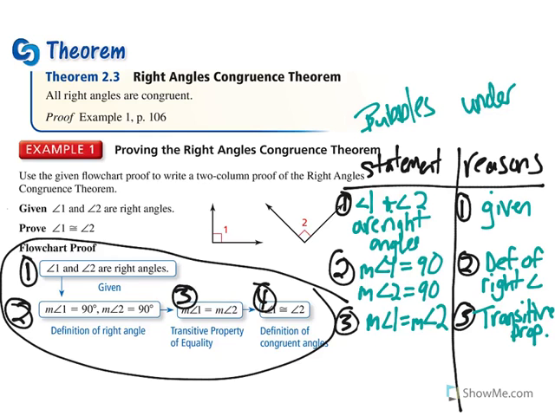And then we would move on to our statement 4, which tells us angle 1 is congruent to angle 2, and then also our reason. Our reason is definition of congruent angles.